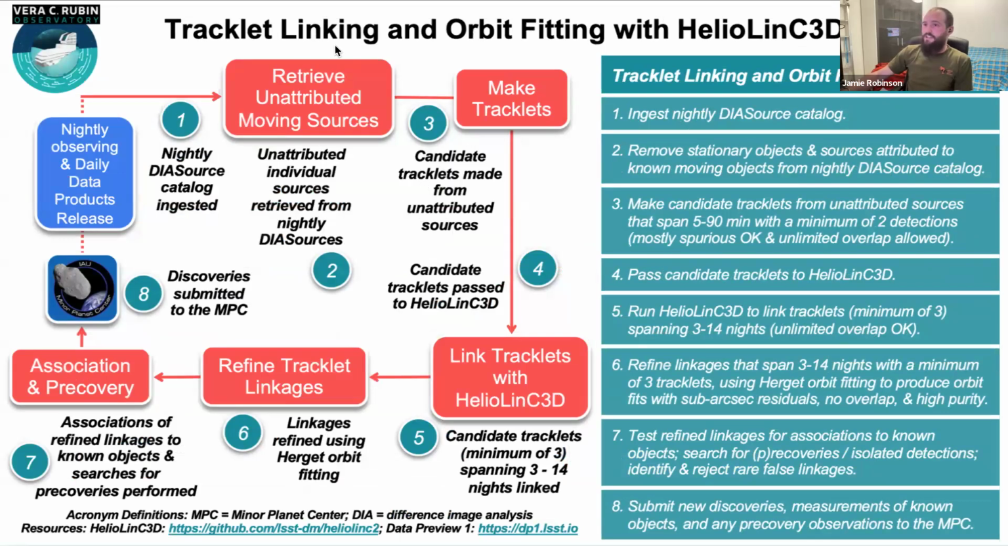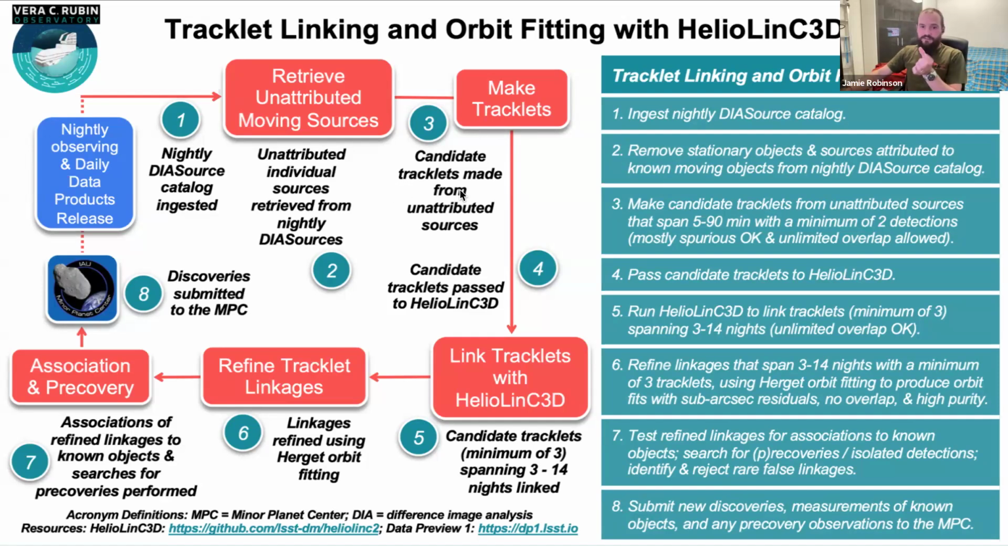And then just a bit more detail on the actual making of the tracklets and orbit fitting. As I said, the unmatched DIA sources that don't have an associated moving object can then be used to make a whole number of candidate tracklets. And remember, a tracklet is made up of a single night's worth of detections. So it's just a small portion of the orbital motion of that object.